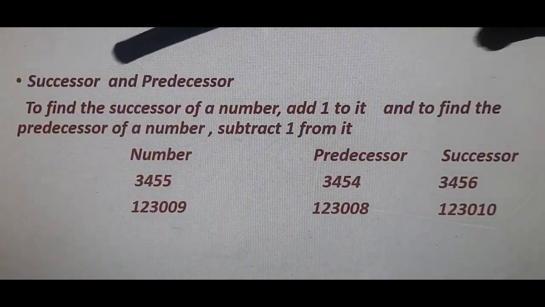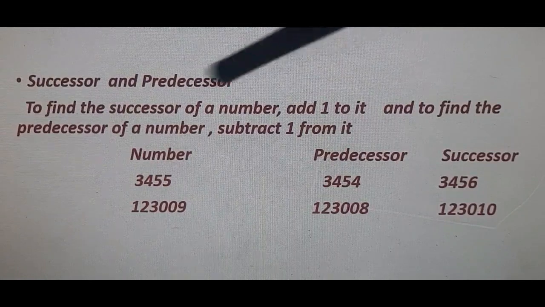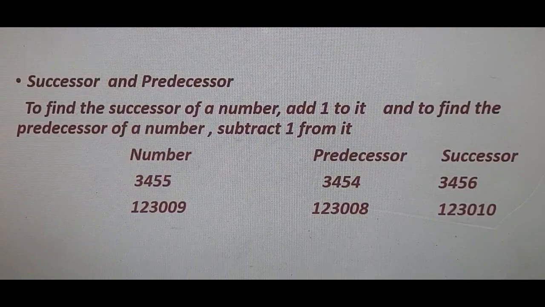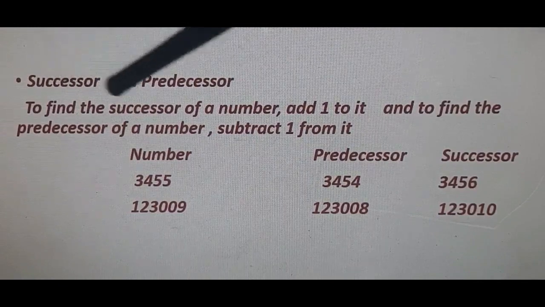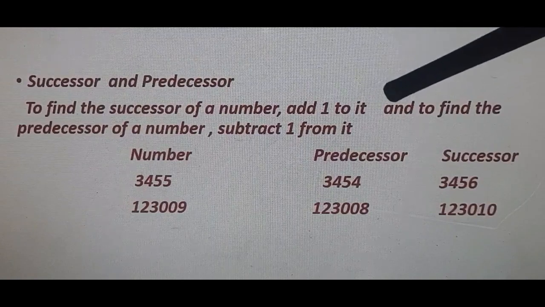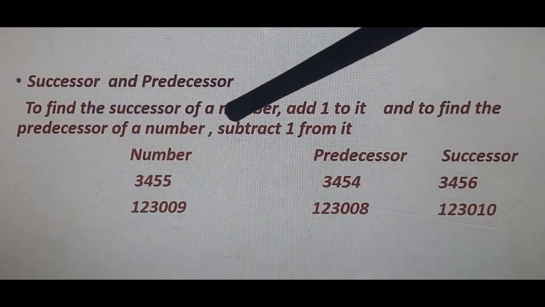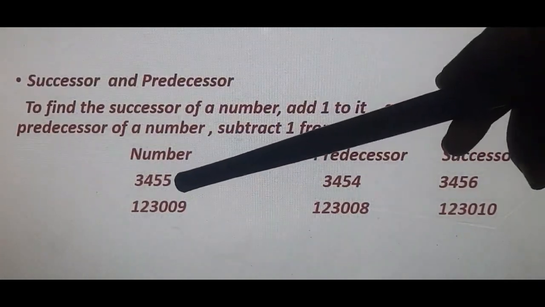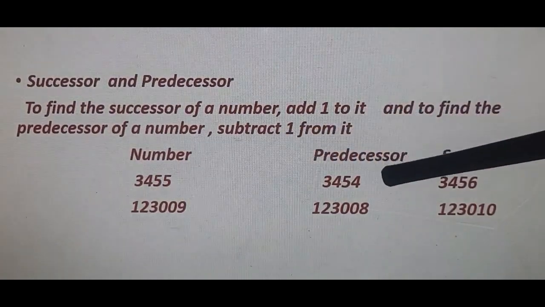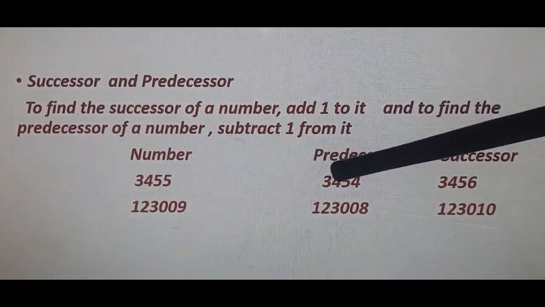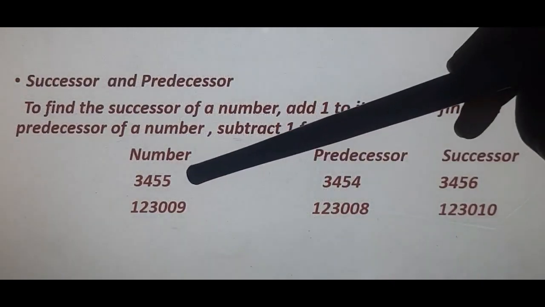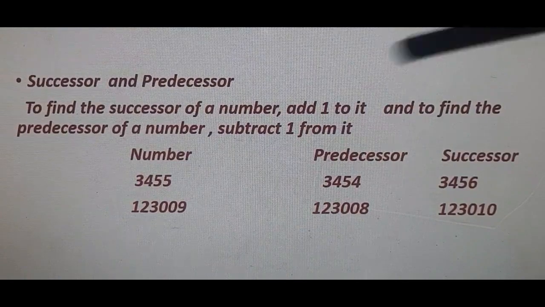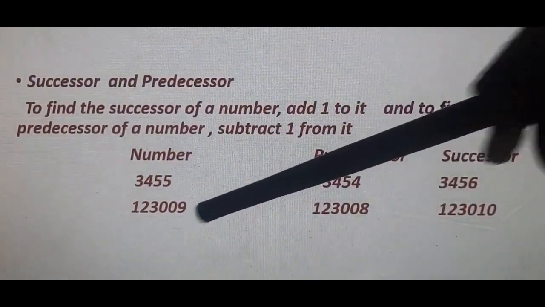Our next topic is successor and predecessor. Successor, one number ahead; predecessor, one number back. So to find the successor of a number, add 1 to it, and to find the predecessor of a number, subtract 1 from it. So if the number given is 3455, the predecessor is 1 less than this, that is 3454, and the successor, add 1 to it, 3456.